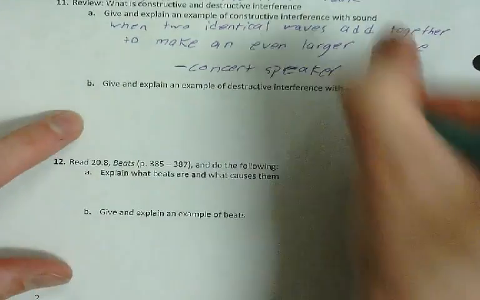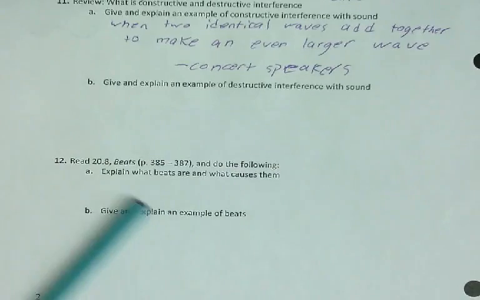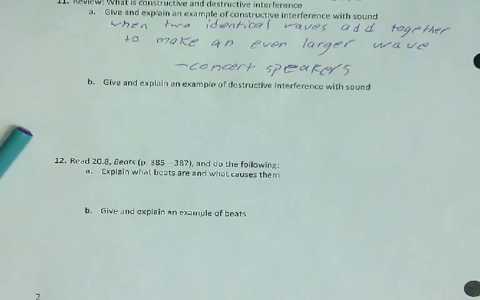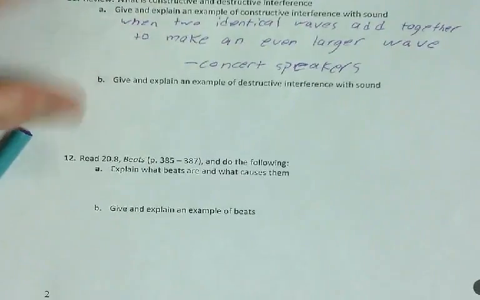If you've ever been to a concert before, you will know that they have lots and lots of speakers. Because you want it to be loud, okay? You didn't go to a concert for it to be quiet. You went to a concert for it to be loud. So, why do they have so many speakers? They have so many speakers because of this, constructive interference.